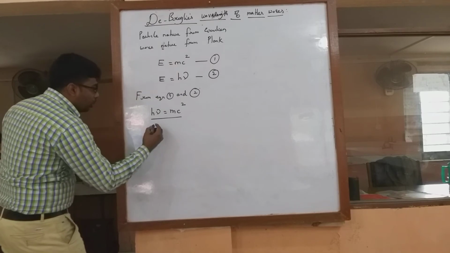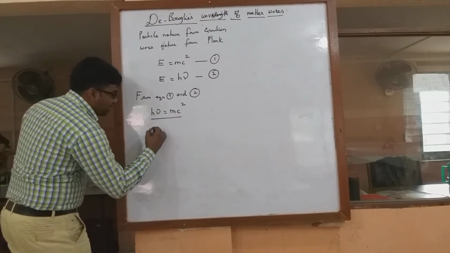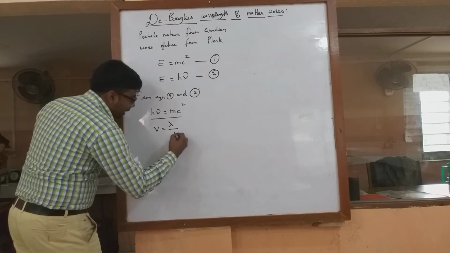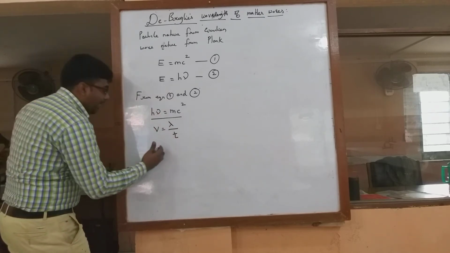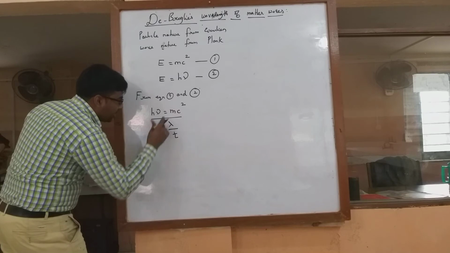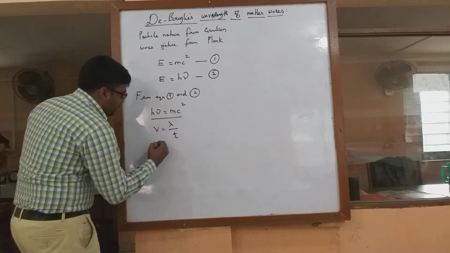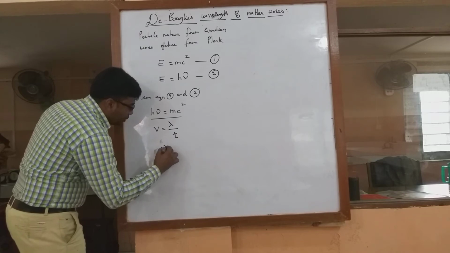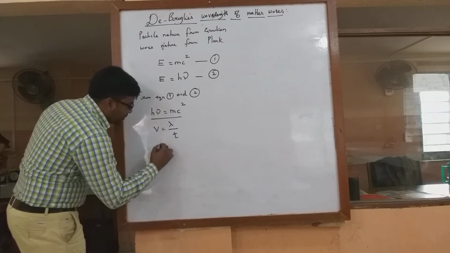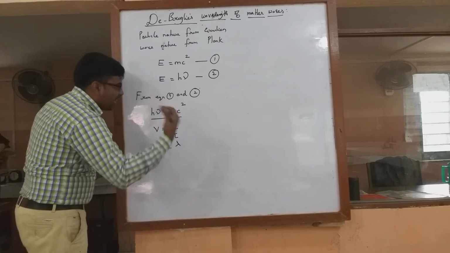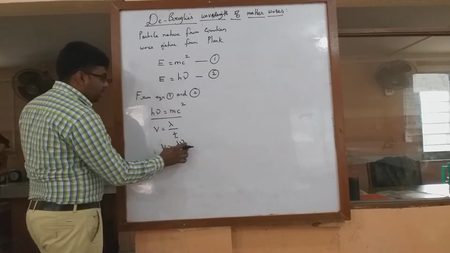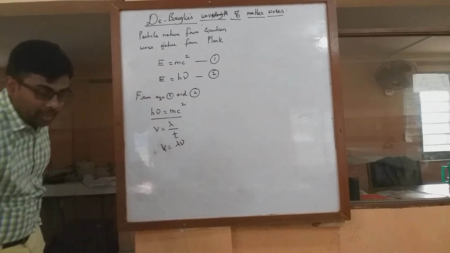Now, we know speed v is equal to distance, a wavelength lambda, divided by time. Lambda by time, and this speed is here represented by c. So c is equal to lambda, and we can write 1 by t as nu. So c is equal to nu lambda.